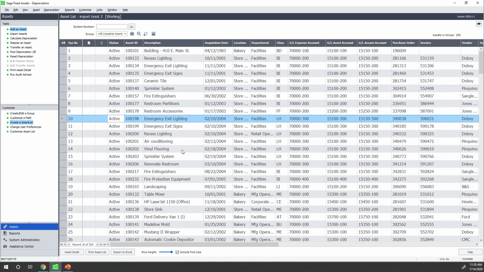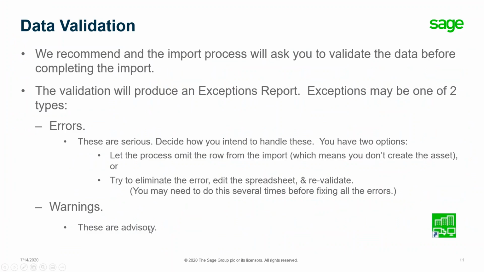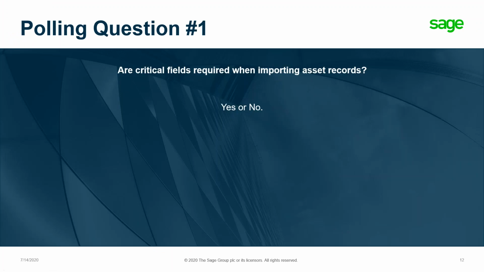And now I'd like to ask you a question to see if I have covered this information. So let me switch back to my PowerPoint presentation and move on to the next slide. So the first question is, are critical fields, you'll need to remember what I called a critical field, are they required when importing asset records? So you're going to be given an option to answer yes or no to this question.